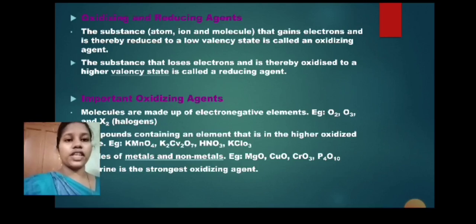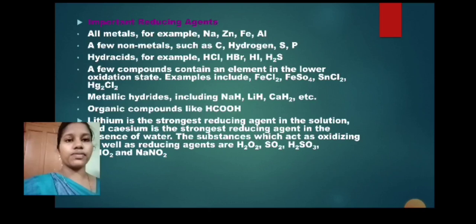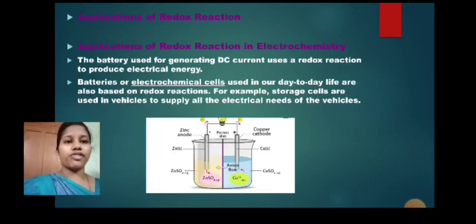Important oxidizing agents. Molecules made up of electronegative elements, for example, O2, O3 and X2. Metals and non-metals compounds, for example, MgO, CuO, CrO3, P4O10. Important reducing agents. All metals, for example, Na, Zn, Fe and Al. A few non-metals such as C, hydrogen, S and P. Organic compounds like HCOOH.